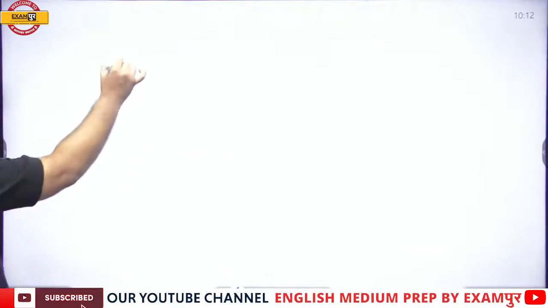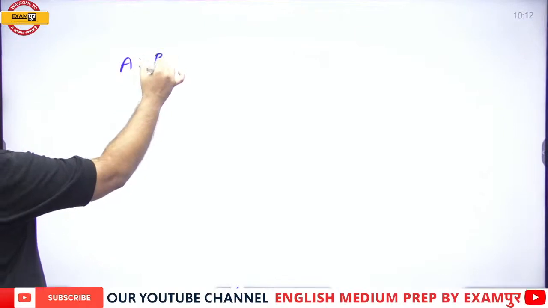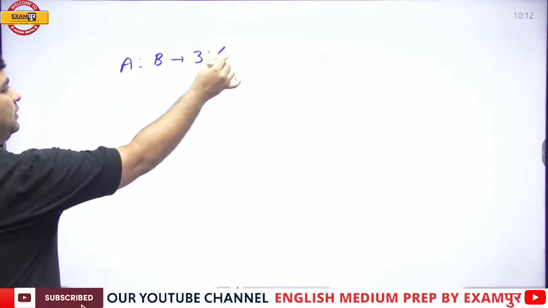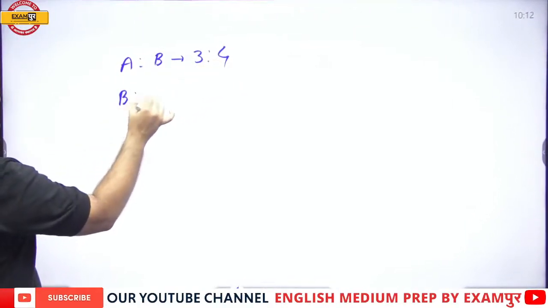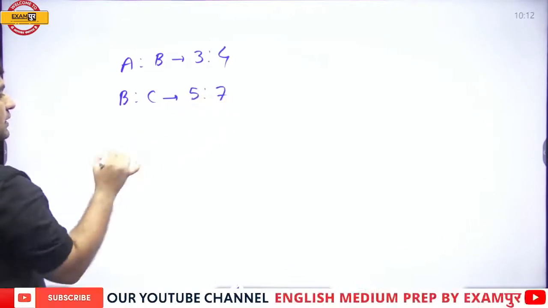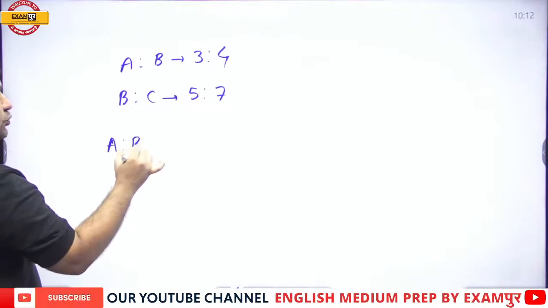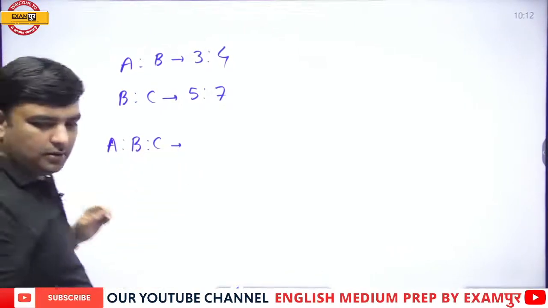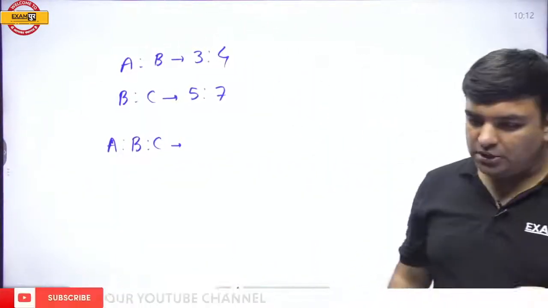Now, if I give A ratio B as 3 ratio 4 and B ratio C as 5 ratio 7, can we write what is A ratio B ratio C?